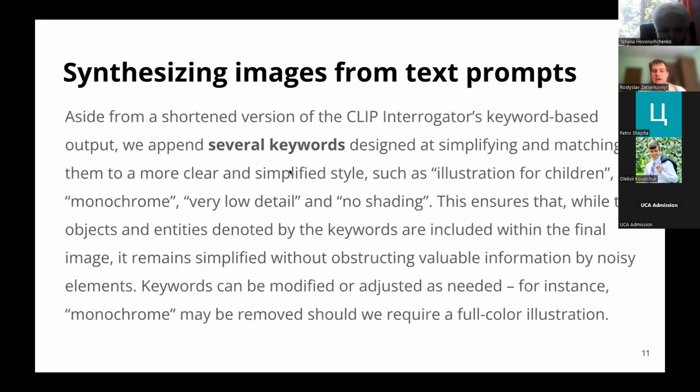So to make our illustrations more accessible, we add several keywords designed to simplify them, like illustration for children, monochrome, very low detail, and no shading, which ensures that while the objects or entities are the same as in the original illustration, the end product is simplified without hiding some valuable information, which is normally obscured by JPEG artifacting and other similar problems. So those keywords can be modified or adjusted if we need to. For example, we can remove monochrome if we want to try a full color illustration.